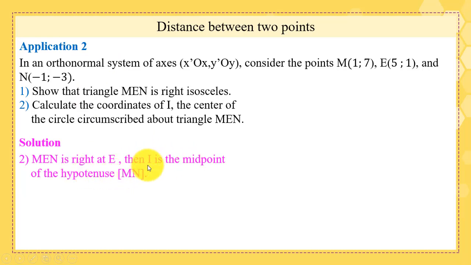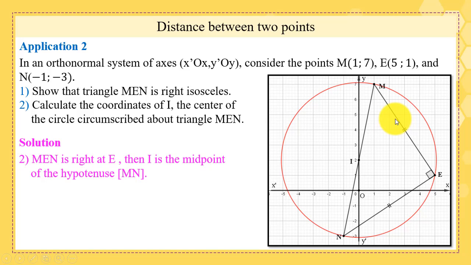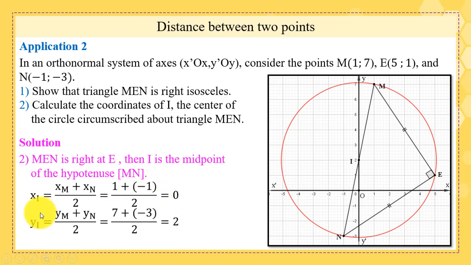And since I is the midpoint of the segment MN, we can find the coordinates of the point I. Here is the circle circumscribed about triangle MEN, and this is the point I, the midpoint of MN. So, xi is equal to (xm plus xn) over 2, equal to (1 plus -1) over 2, which is equal to 0. And yi is equal to (ym plus yn) over 2, equal to 2. Here notice that the coordinates of the point I are 0, 2.